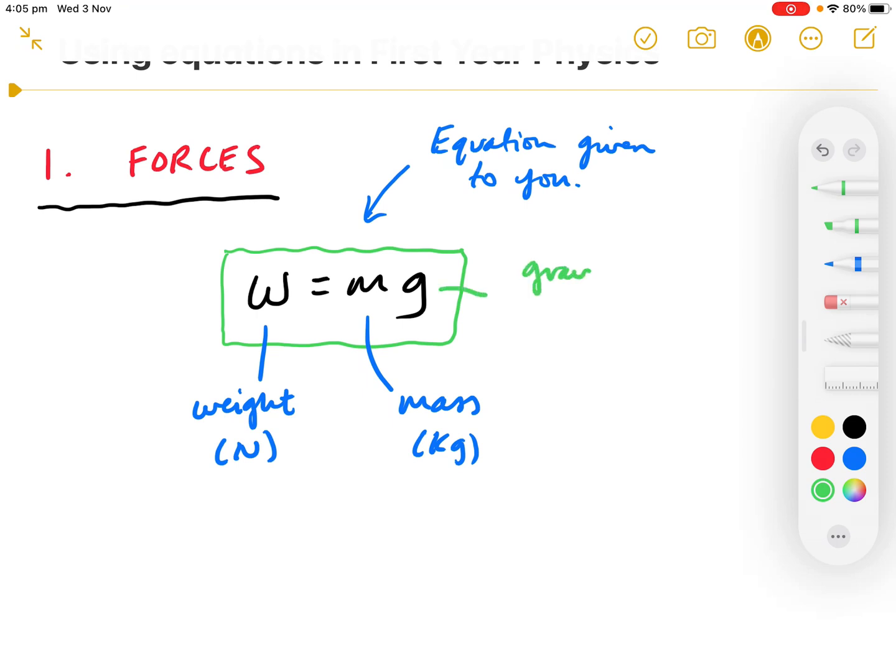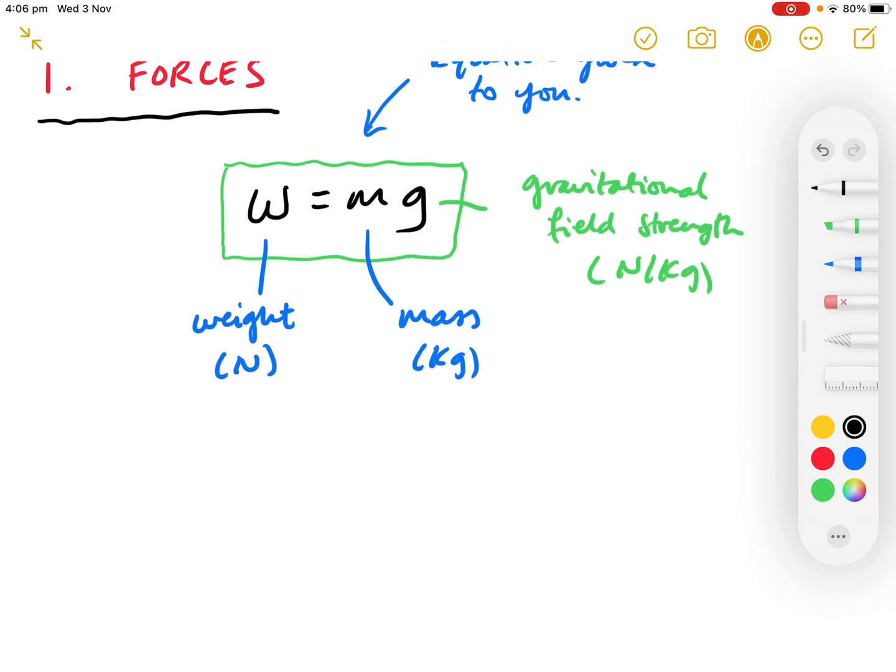And g is called the gravitational field strength of the planet, and it's measured in newtons per kilogram. The gravitational field strength is basically the force with which the planet pulls down a 1 kilogram mass, and it's different on each planet. Whenever you're doing problems, you'll always be told, if you need it, the gravitational field strength required.